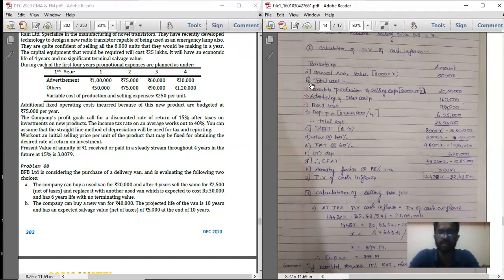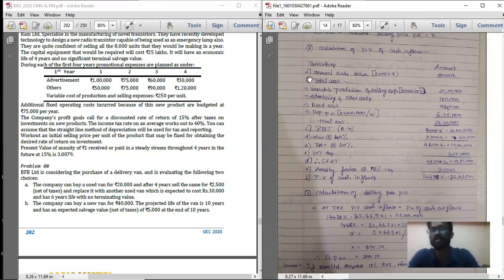First you take the sales value, then sales value minus total cost, you will get PBT. From the PBT, if you take off tax, you will get PAT. To the PAT, if you add depreciation, you will get CFAT. On the CFAT, if you multiply with the annuity factor, you will get the present value of cash inflow at IRR. Okay, one by one we'll do.